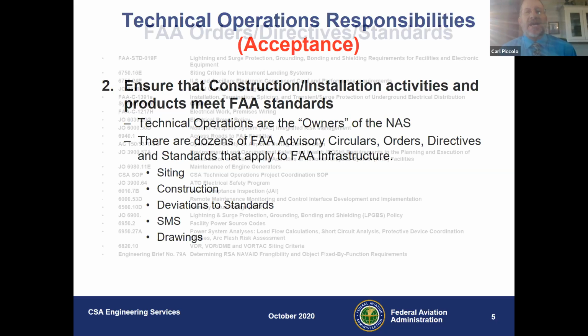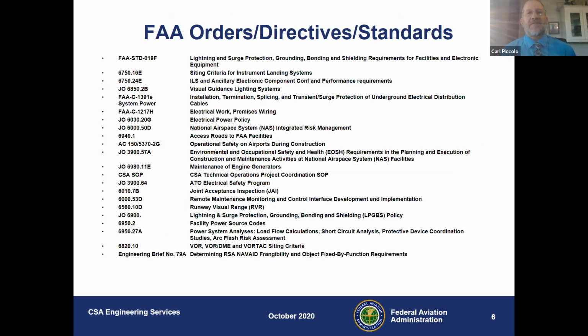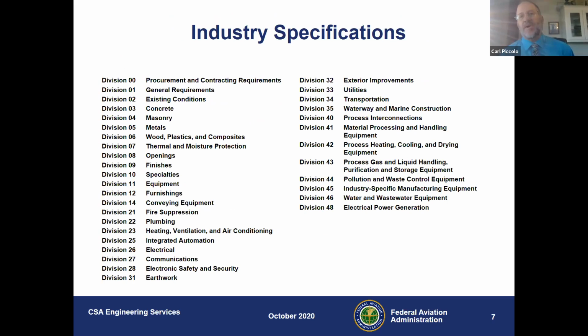Here's one of the slides showing some of the FAA orders, directives, and standards that we go by. This is just NAVAIDS only. These are the FAA orders. And in addition, we have industry specifications that we have to go by. Again, our responsibility is to make sure that that facility can last for the next 30 or 50 years once it's installed.